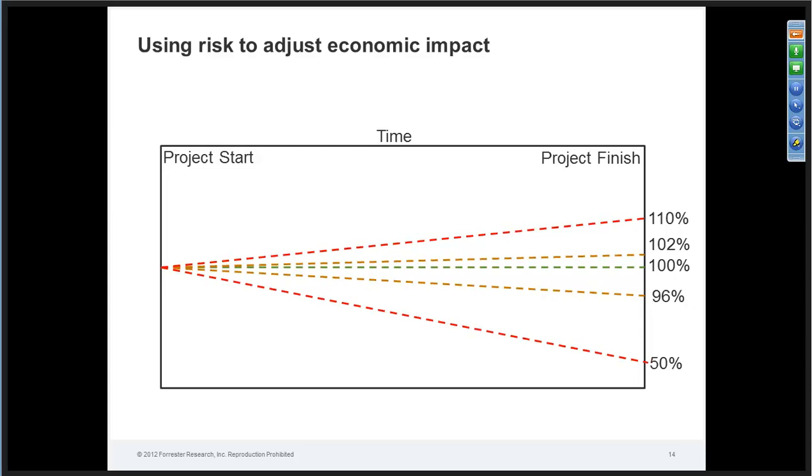So there's usually a little bit of built-in optimism when it comes to estimates, and so that's why we tend to model a larger downside as opposed to the upside when looking at a range of different outcomes.